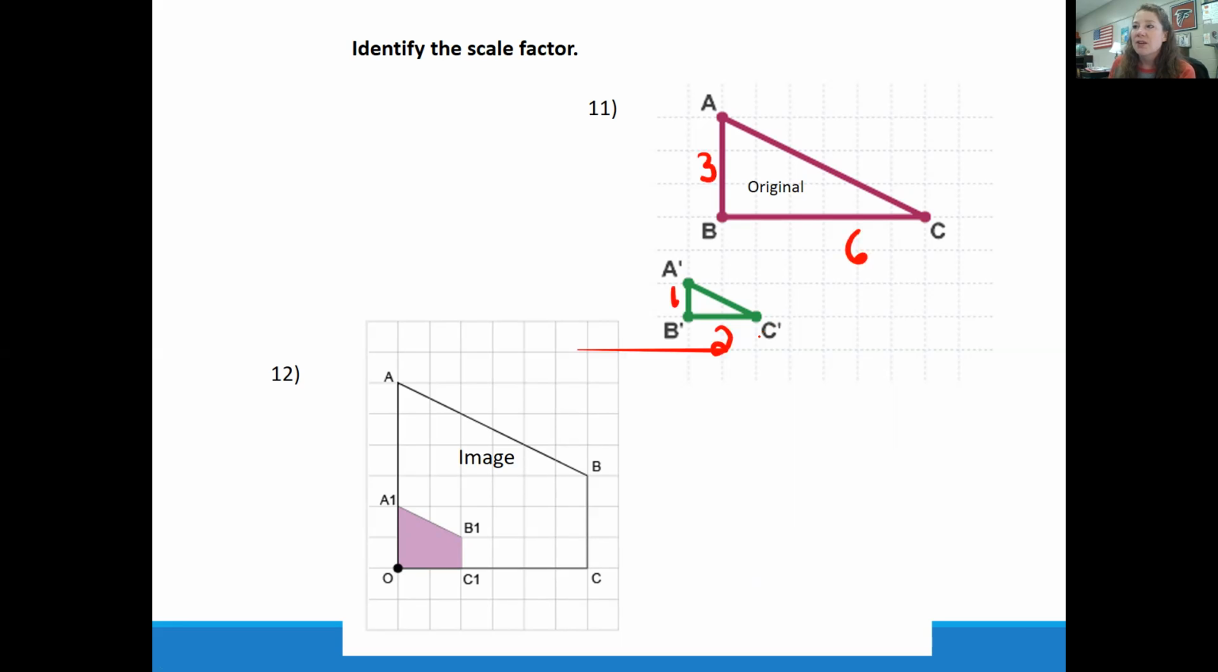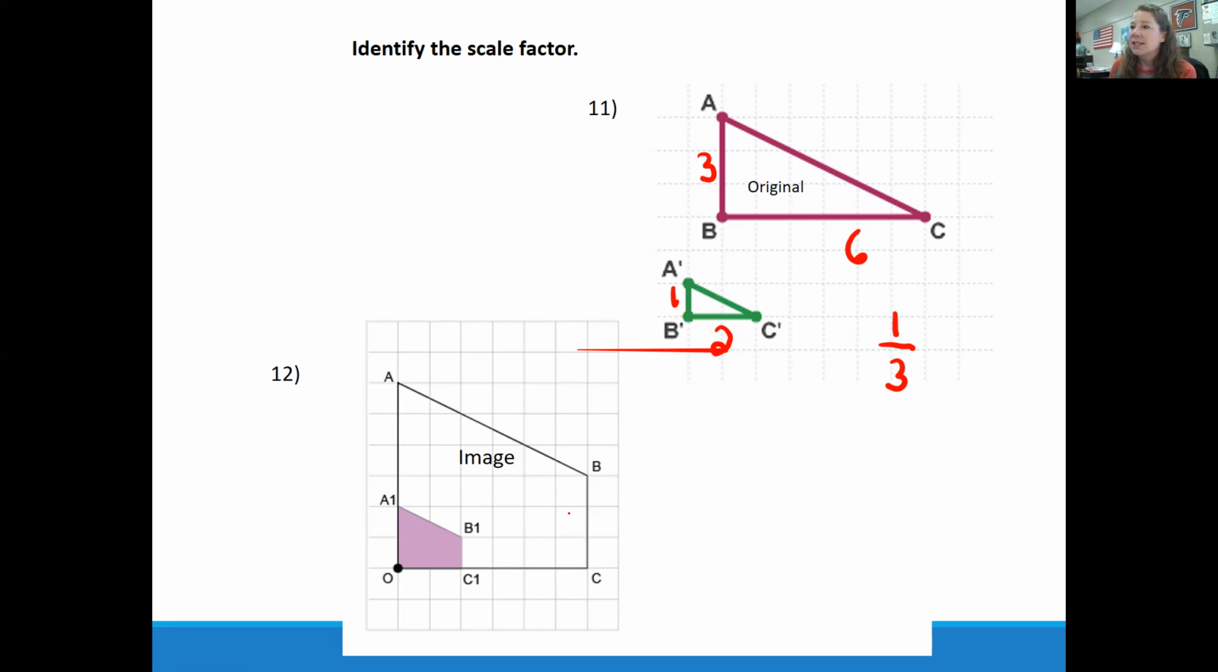So is our scale factor 3 or 1/3? Well, the image is smaller than the original, so we have to remember it's image over original. The scale factor is 1/3.